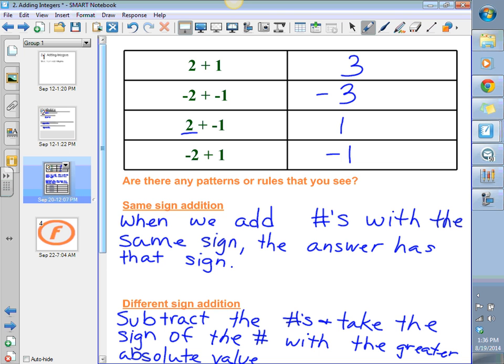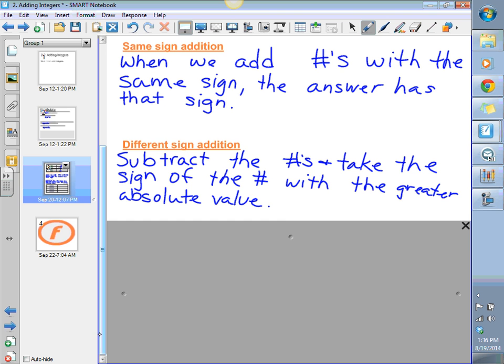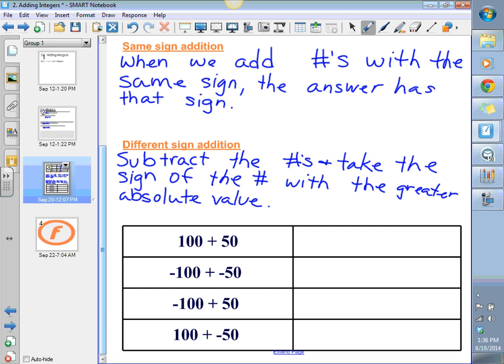2 has a greater absolute value than negative 1. So we subtract 2 minus 1 and take the sign of the 2. Same thing with this one. Negative 2 has the greater absolute value, so we took its sign. All right, so let's see if that still works with larger numbers.